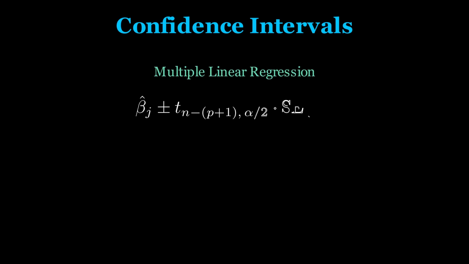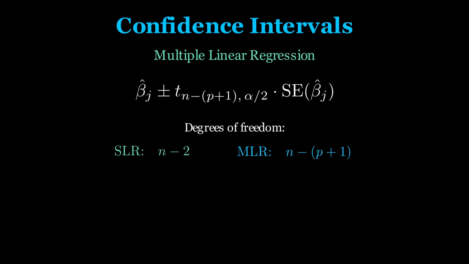For multiple linear regression with p predictors, the confidence interval for the jth coefficient generalizes naturally. Replace beta hat 1 with beta hat j, and replace n-2 with n-(p+1) degrees of freedom. In simple linear regression, degrees of freedom is n-2 because we estimate two parameters. In multiple linear regression with p predictors, we estimate p plus 1 parameters, one for each predictor plus the intercept, so the degrees of freedom become n minus (p plus 1).